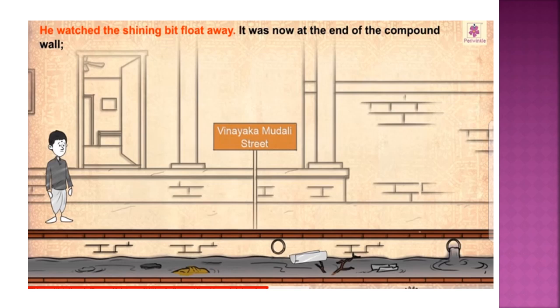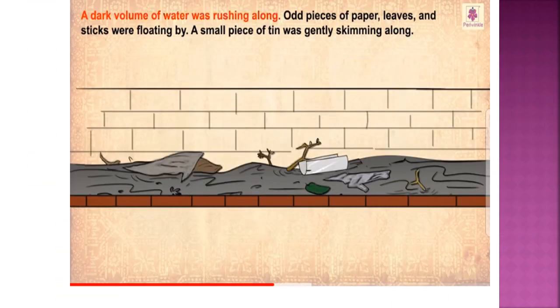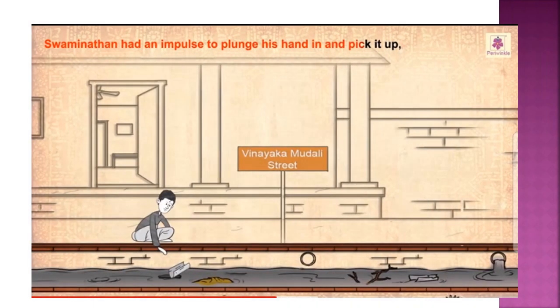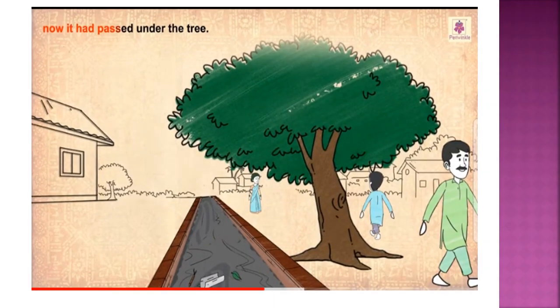Swami wanted to put his hand into the gutter and pick it up. The small piece of tin was moving in the gutter. He wanted to pick it up, but he let it go. His mind was inert, or absent, because of that nickname he got. He watched the shiny little piece of tin float away. It was at the end of the compound wall and then the tree. The gutter water and the tin floating with it moved to the tree.